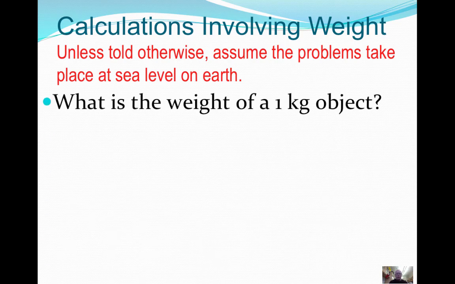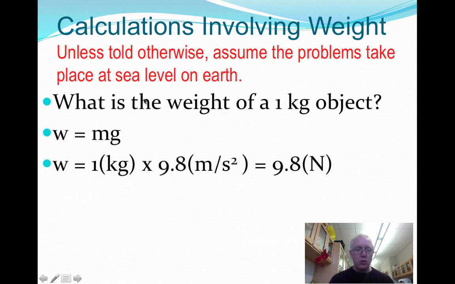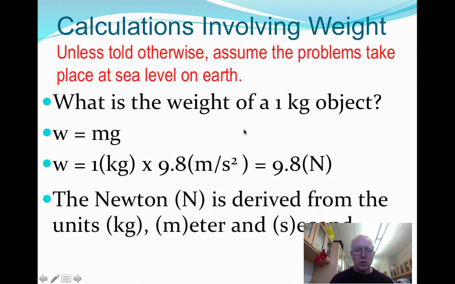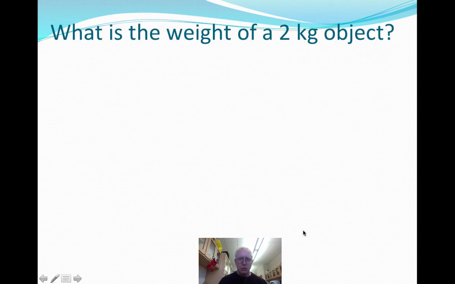What is the weight of a 1 kilogram object? Well, the weight is equal to the mass multiplied by the acceleration due to gravity. The mass is 1 kilogram, the acceleration is 9.8 meters per second squared. Now I put the units in here because we can see the units would be kilograms multiplied by meters divided by seconds squared. But a shorthand way of saying that is the newtons. So we'll say here that the weight is 9.8 newtons. Alright, so again, this is derived out of kilograms, meters, and seconds. Alright, so there's an introduction.